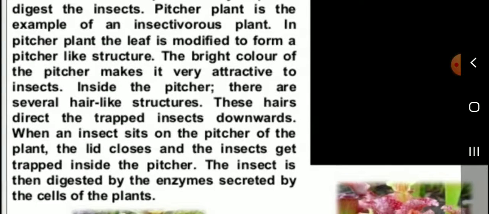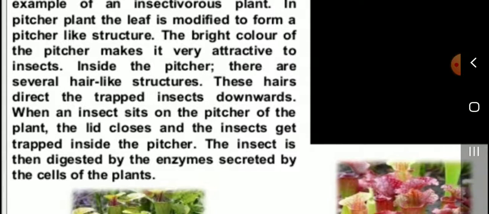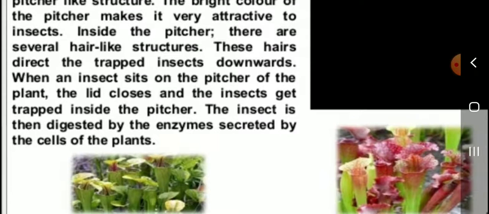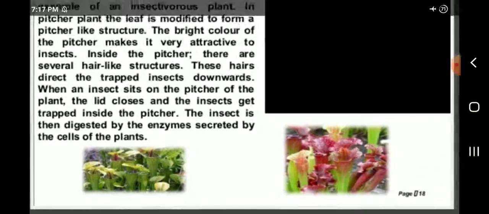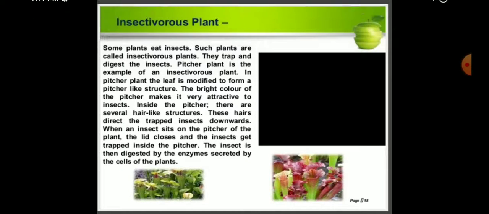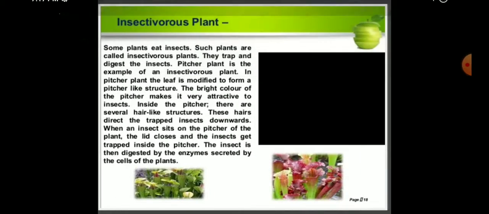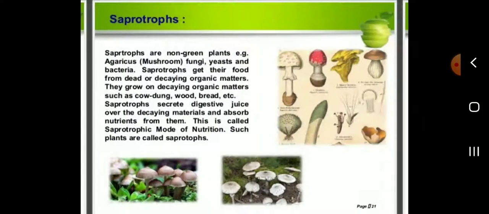Okay. In pitcher plant, the leaf is modified to form a pitcher-like structure. The bright color of the pitcher makes it very attractive to insects. Inside the pitcher, there are several hair-like structures. These hairs direct the trapped insects downwards. When an insect sits on the pitcher of the plant, the lid closes and the insect gets trapped inside the pitcher. The insect is then digested by the enzymes secreted by the cells of the plant. That is an insectivorous plant.